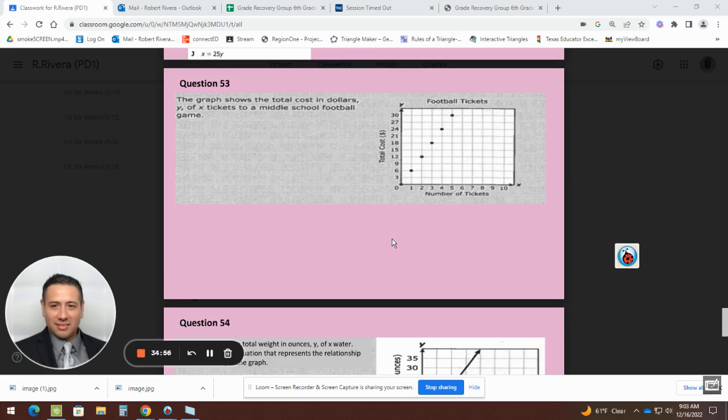Question 53 says the graph shows the total cost in dollars, Y, of X tickets to the middle school. And then there's no question here, but the question is going to be, write an equation that represents this graph. What did I tell you to do when you have graphs? To do a chart, a table, right? So I'm going to draw a table quickly.